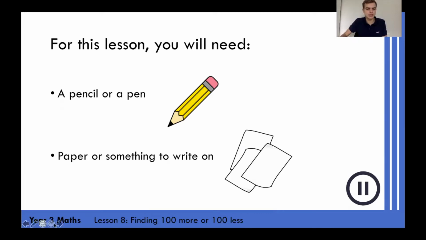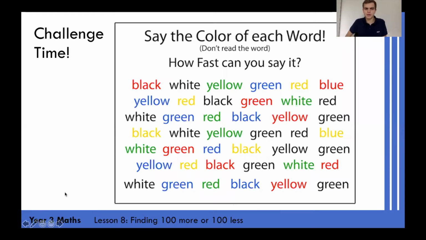Fantastic. So today, what are we doing? Well, first of all, I thought we would warm our brains up. Now, this is a bit tricky because the challenge here is to read through these, but you've got to say the colour that the word is, not what the word says. So for the first one here, although this word says the word black, it's actually coloured red. So you need to say red, and you've got to see how fast you can say all the way through.